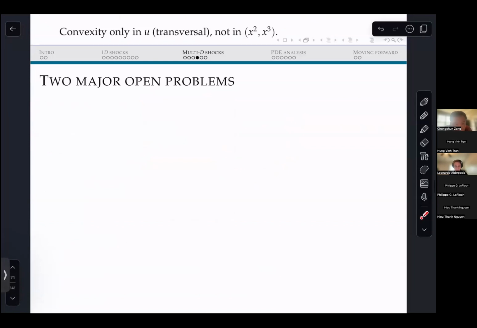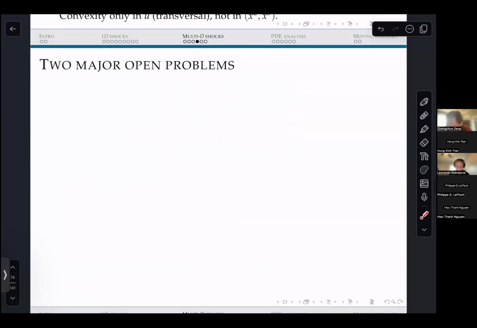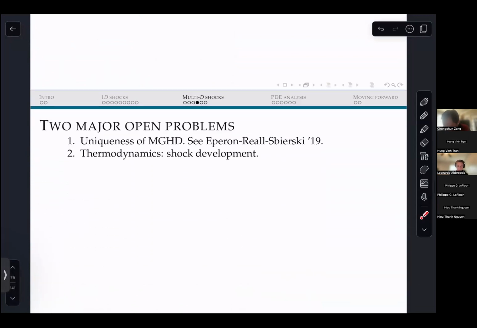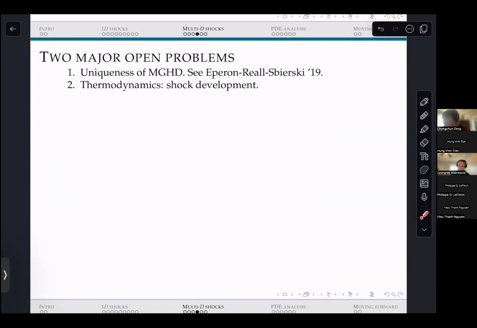Okay, so before I tell you more about the PDE aspect, let me tell you why you should care about this result, because it's my result, so I'm very proud of it. But really, it sits within the broader framework of the theory, and the use is to use my result to study 2 major open problems in the field. So what are they? They're the issue of uniqueness of the maximal globally hyperbolic development. I'm going to talk more about this in a second. And there's the issue of shock development, which we'll also talk about in a second.